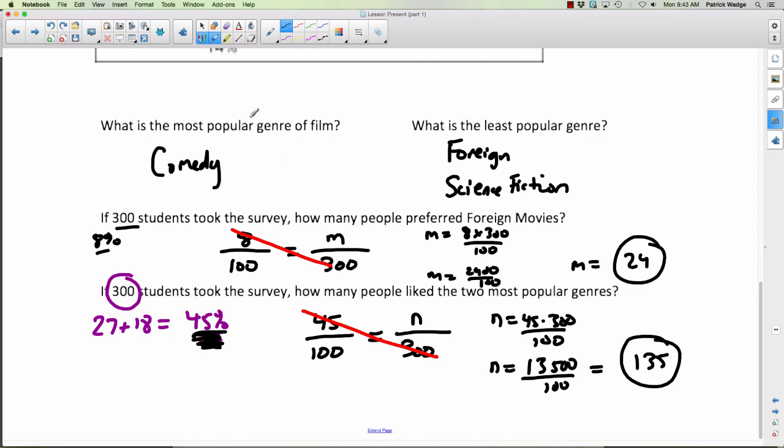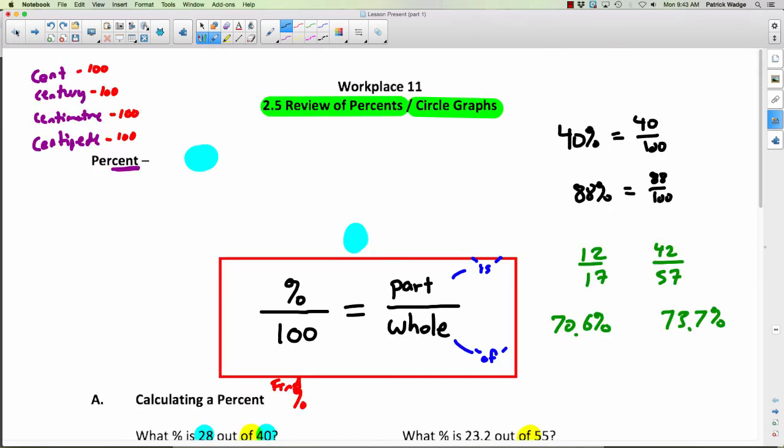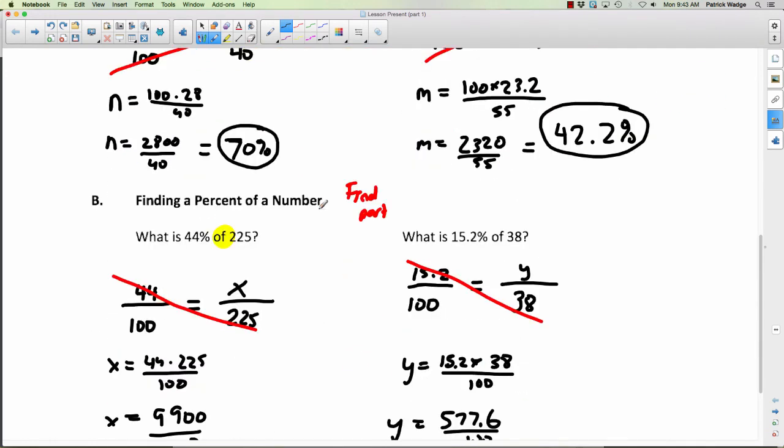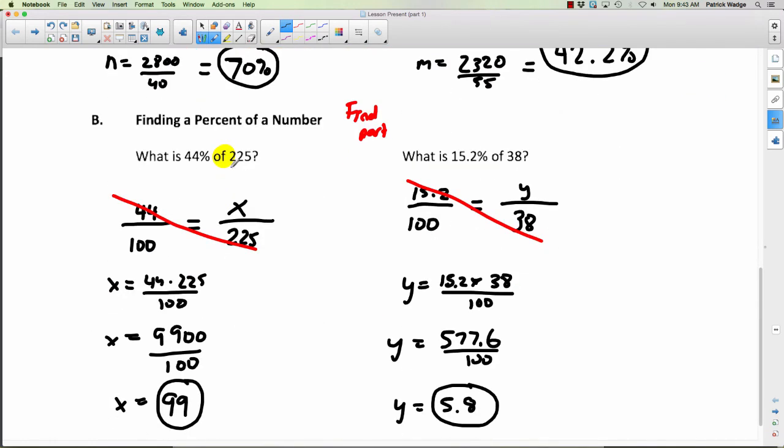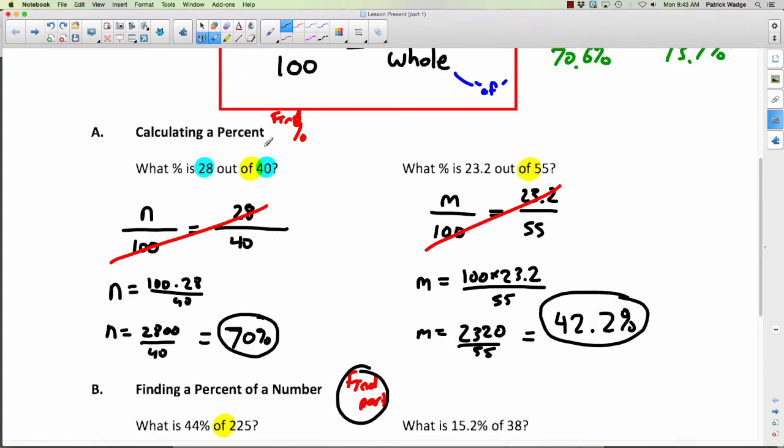Okay, so that is circle graphs or pie graphs. So today, what you'll notice is for today's work, you're going to be using this type of percent question when you're finding a percent or finding the part. And then next day when we actually make circle graphs, we'll be finding percents.